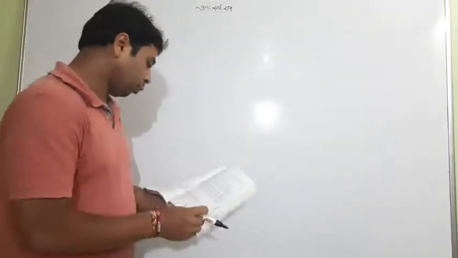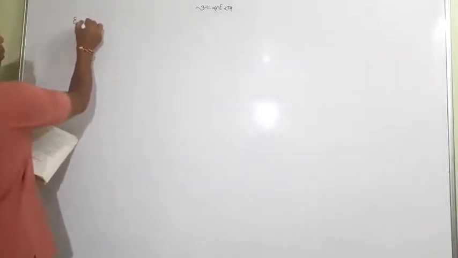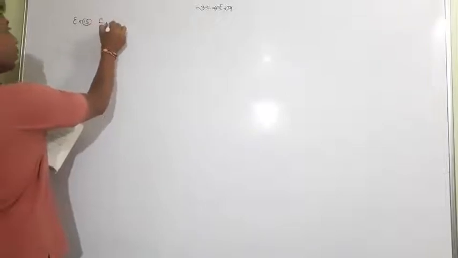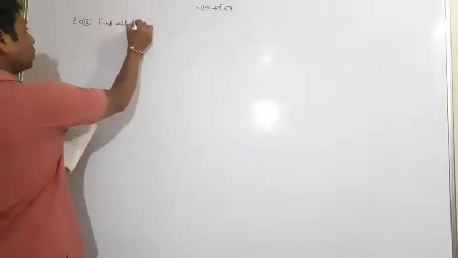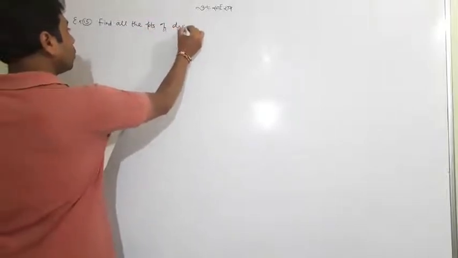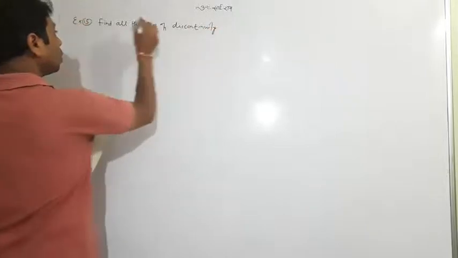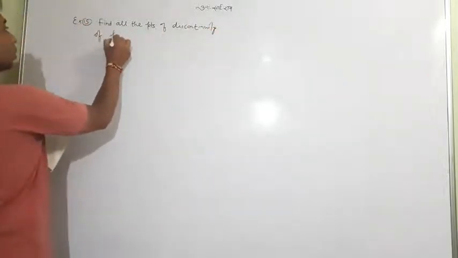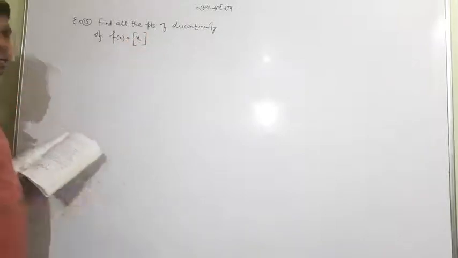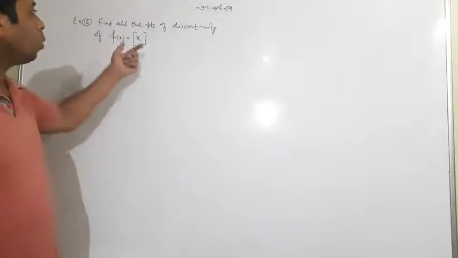The question is example number 15, and the question says: find all the points of discontinuity of the function f of x equal to greatest integer function x.